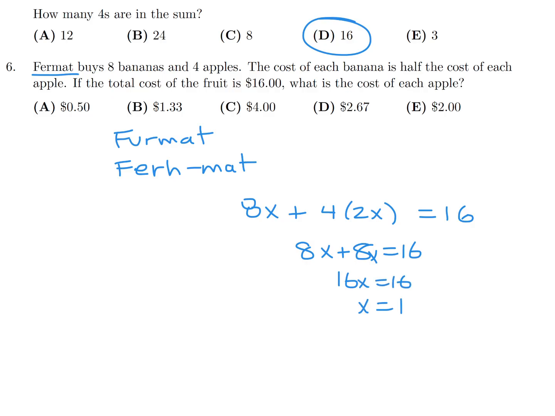So that means a banana costs $1, and the apple costs $2. So what is the cost of each apple? Well, $2. So there we go. The answer is E.